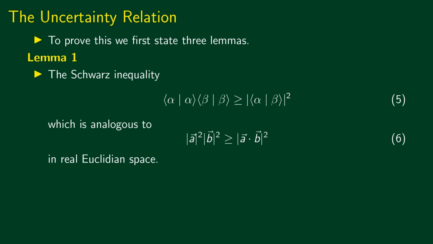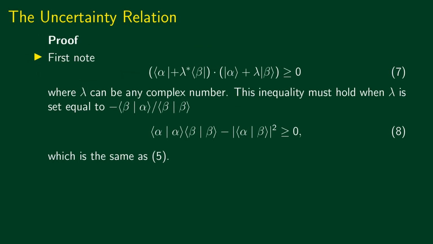So let's prove this now. The proof for the Schwarz inequality is quite simple. The first thing to remember is that if I have some ket gamma, and I take the inner product with the corresponding bra, this has to be greater than or equal to 0.